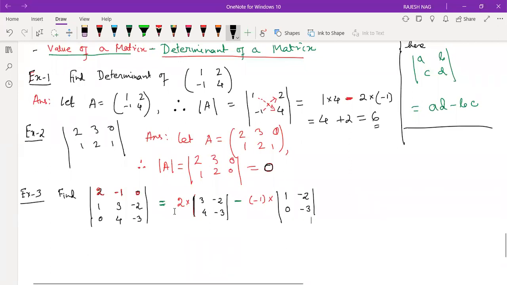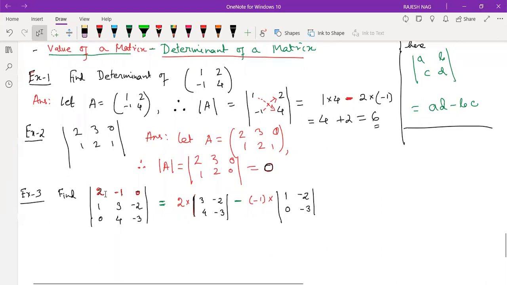Repeat again. What is the rule? How to calculate? You start with any row. Either I start with the first row, you can start with the second row or third row, or first column, second column, third column, anyone. Start with any row. I stick with first row just for simplicity, a convenient method. So start with first row.